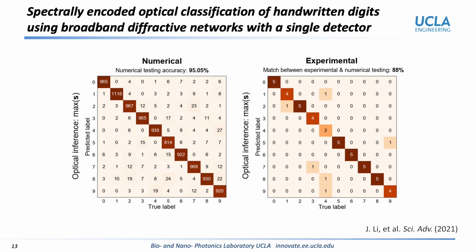This slide shows the confusion matrices of the numerical testing accuracy and the match between the experimental and numerical testing of this diffractive network design. Despite 3D fabrication errors, possible misalignments, and other sources of error in our setup, the match between experimental and numerical simulation was found to be 88% using 50 handwritten digits that were 3D printed.